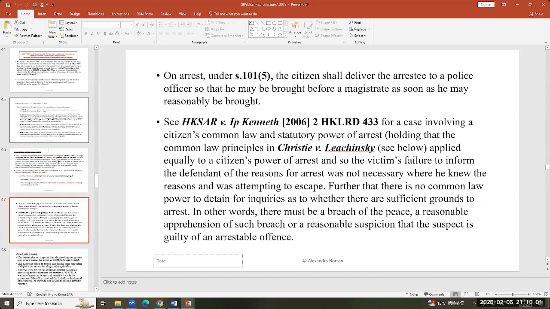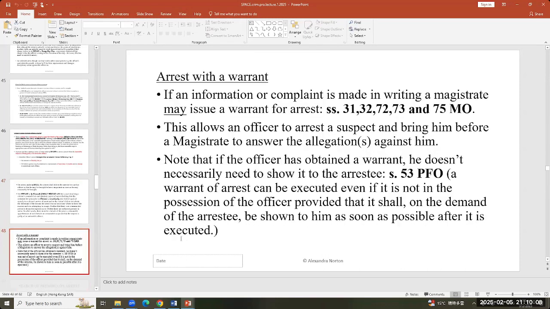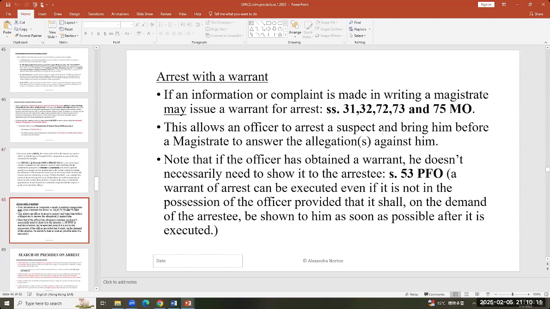So these are the powers of the police and general citizens to arrest without a warrant. But of course, there's also the ability to arrest with a warrant. And this basically just allows the officer to arrest without having seen the offense committed, without having to justify this reasonable belief, etc., because that's already all set out in the warrant. They can just go straight armed with the warrant, locate the person and arrest them and bring them before the court.